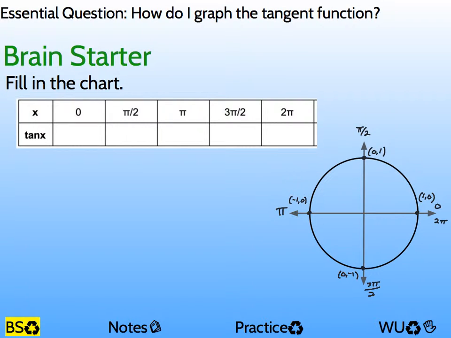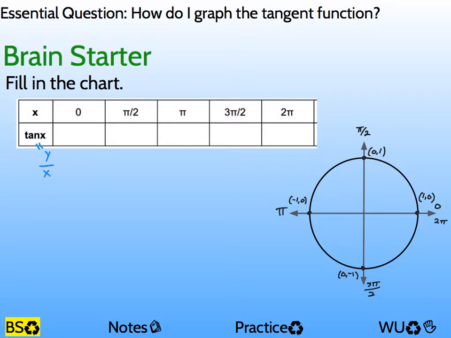In this brain starter, you're asked to fill in values for tangent at 0, pi over 2, pi, 3 pi over 2, and 2 pi. Now, remember that you can use the points along the unit circle and that tangent equals the y-coordinate over the x-coordinate. Pause your video now so you can solve for these values of tangent.